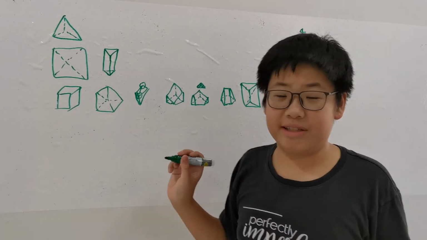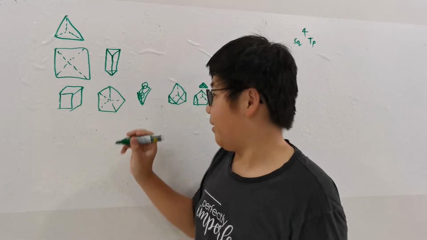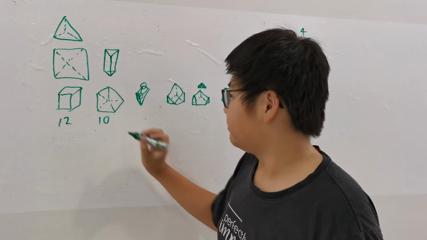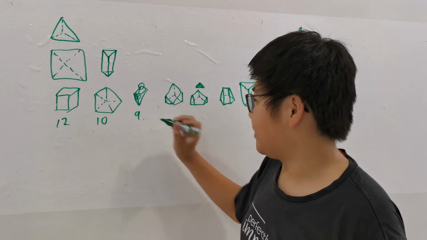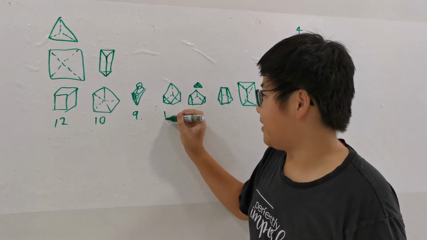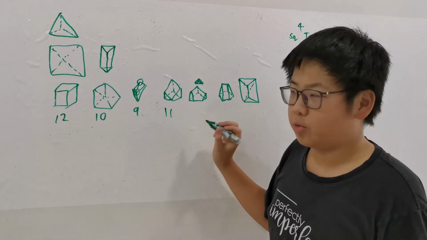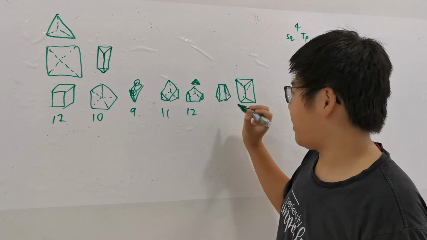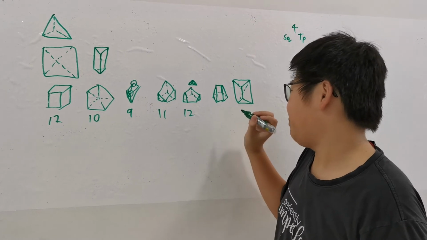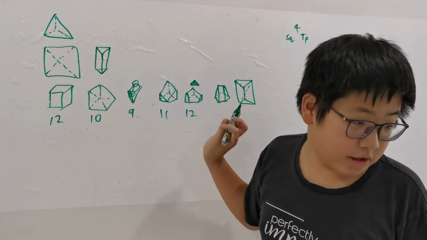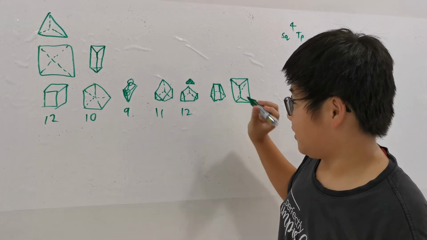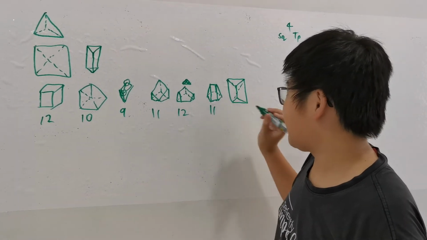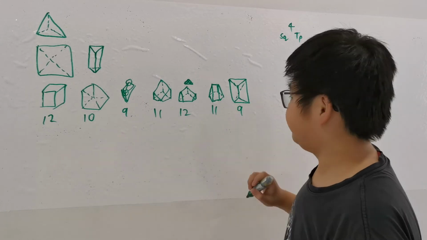Then what we're going to do is count the edges for each of them. The cube has 12, the pentagonal prism has 10, the triangular dipyramid has 9, the semi-cube has 11, the pentagonal wedge also has 12, the strange pyramid, which I call the pentastranger pyramid, has 11 edges just like the semi-cube, and this tetragonal anti-wedge has 9.